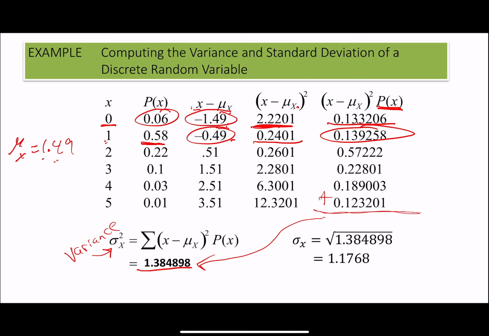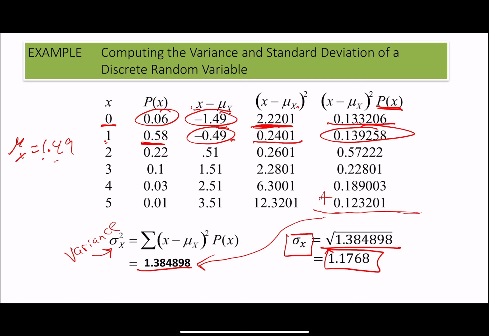So now I'm going to take the square root in order to get the standard deviation of x. That's what this is right here. It's the standard deviation. That little sub x means it is of your discrete random variable. Took the square root. My standard deviation is 1.1768.